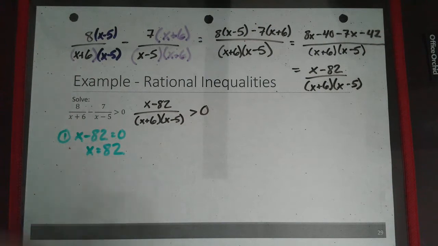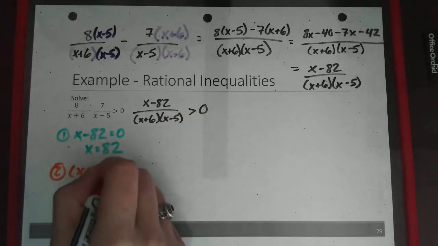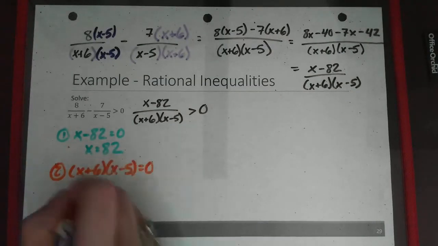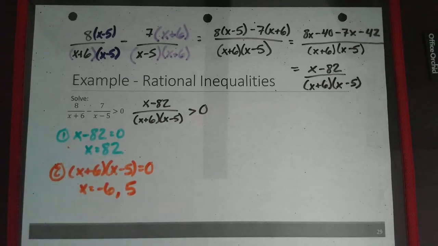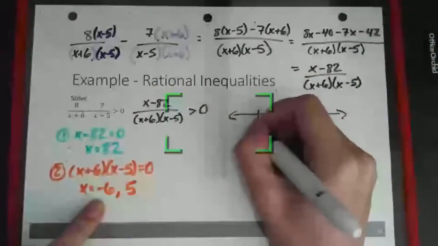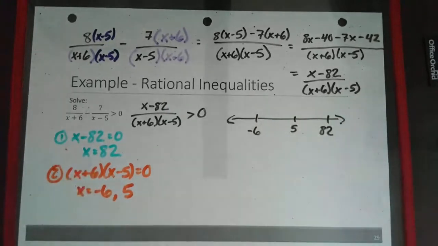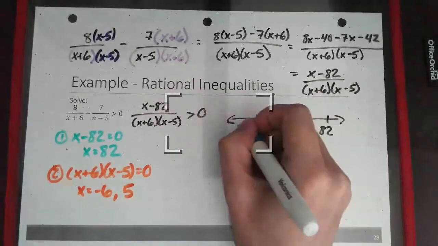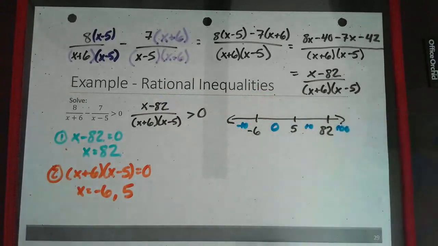For step 2, we set the denominator equal to 0, x plus 6 times x minus 5. And that'll give us x equals a negative 6 and x equals a positive 5. So on my number line, I'll have a negative 6, a positive 5, and a positive 82. I need to pick out some test values. I'll use a negative 10, 0, positive 10, and a positive 100.